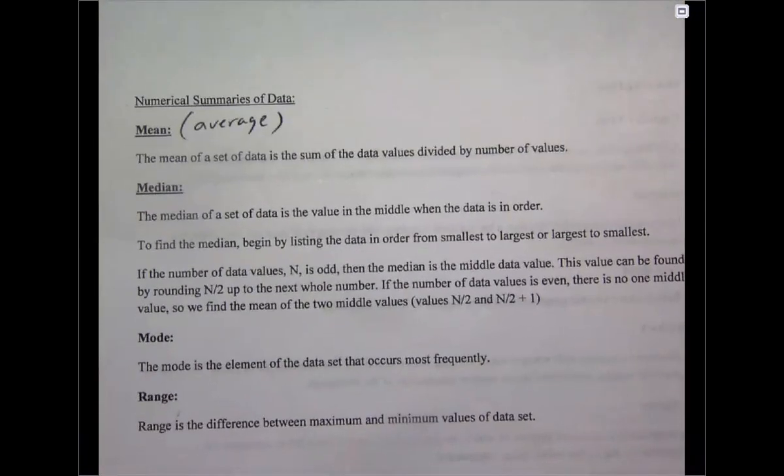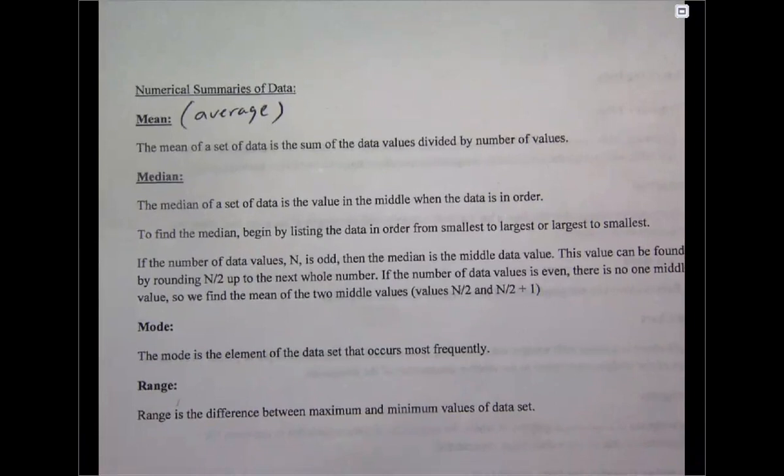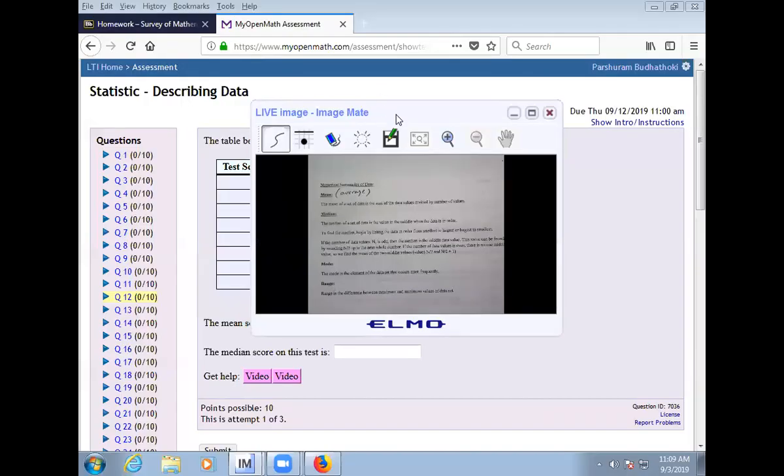Mean, which is the average value of your data. The mean of a set of data is the sum of the data values divided by the number of values. So first of all, you need to find the sum of the data values and divide by the total number of values, right? So that's the definition. So let's find the mean first for this particular problem.